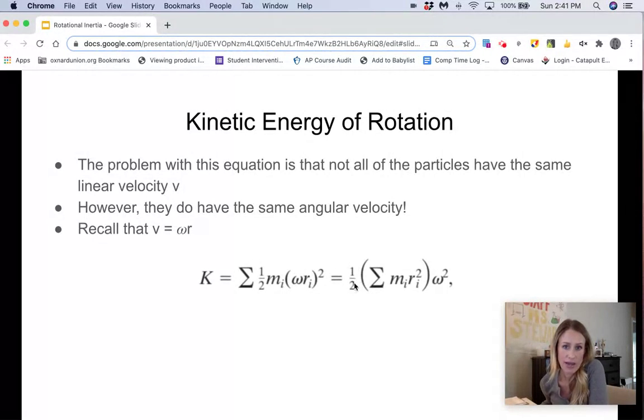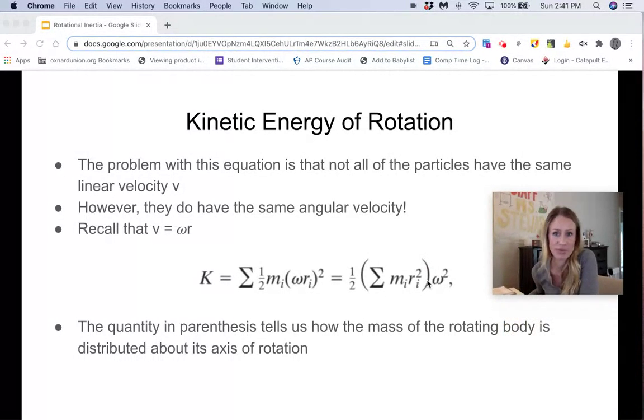Then we get 1/2 times the sum of each mass, each particle that we're talking about, times the radius, or the location from the axis of rotation, of that mass squared, times the angular velocity squared. So this right here, this mass times radius squared, is a special thing, and that's what we're talking about today, our rotational inertia.